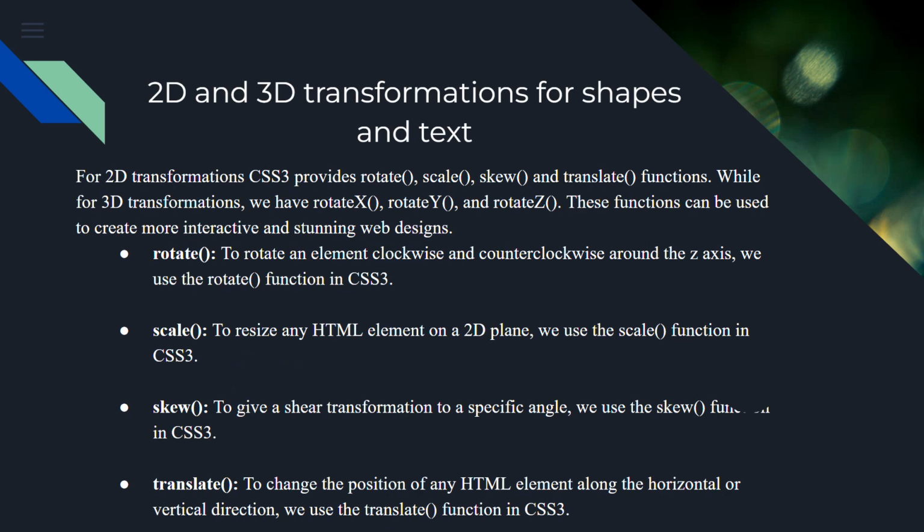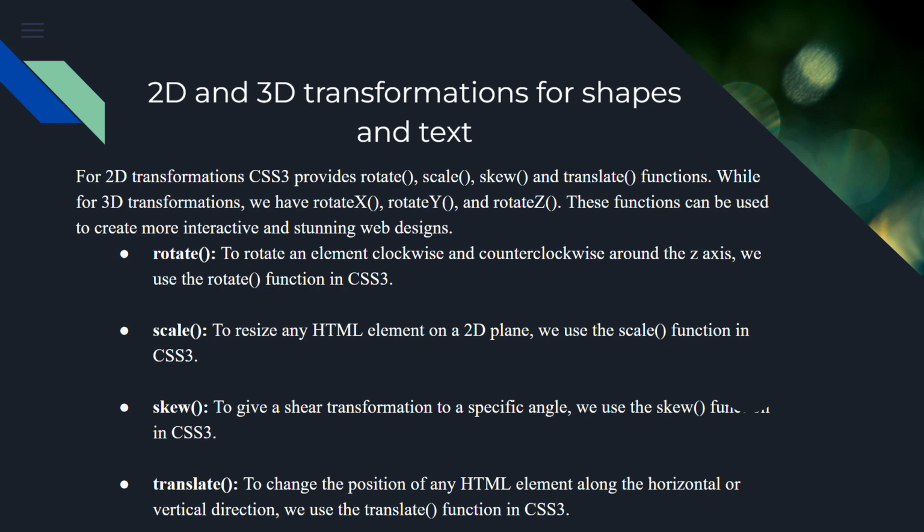Then coming to 2D and 3D transformations for shapes and texts. CSS3 offers a range of 2D and 3D transformation functions, providing web designers with powerful tools to create interactive and visually striking web designs. These functions include, for 2D transformations, firstly rotate. Rotate elements clockwise or counterclockwise around the z-axis. This is what the rotate function does.